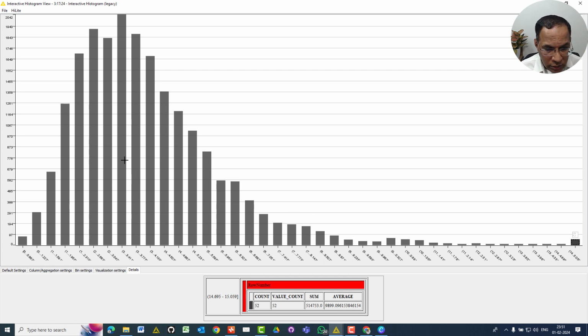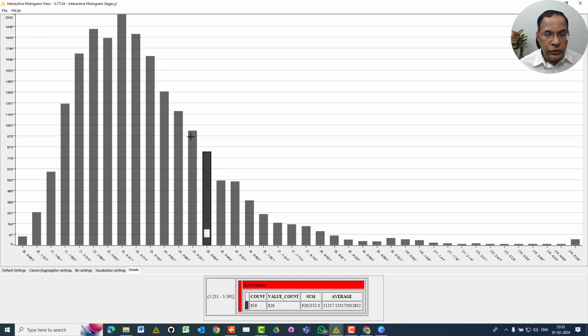It's not like individual numbers. So you will see on an average, most of the data points are somewhere between, let's say, this range, for example, 19,000 and probably, let's say, for example, here, right? So around 52k or something like that. So most of my values are here.